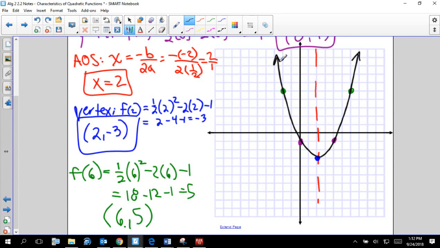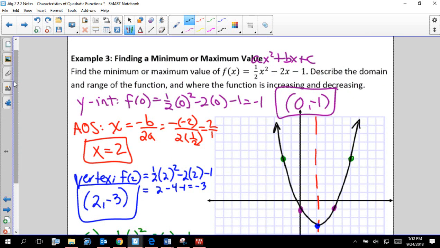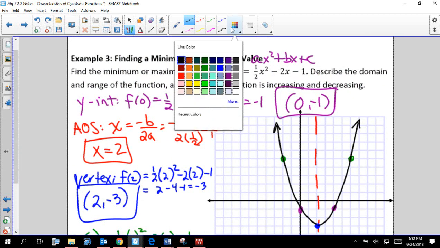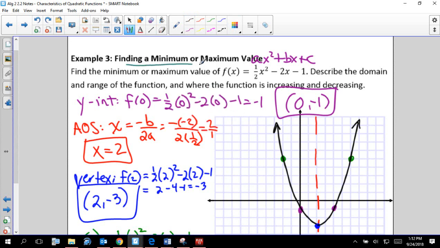Okay, so here's the new stuff. At the top, it says find the minimum or the maximum. Now the minimum or the maximum has to do with the vertex itself. If we have a parabola that looks like this, we're going to have a minimum point. If the parabola looks like this, we'll have a maximum point.